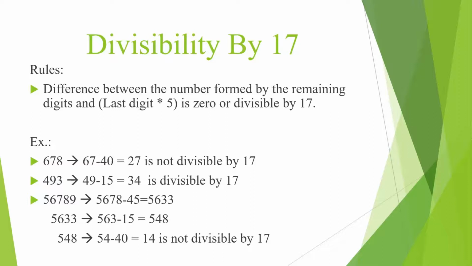Let us reduce it further. 548, ignore the last digit, we will get 54 minus 8 into 5, that is 40. 54 minus 40 equal to 14, which is not divisible by 17. So 56,789 is also not divisible by 17.